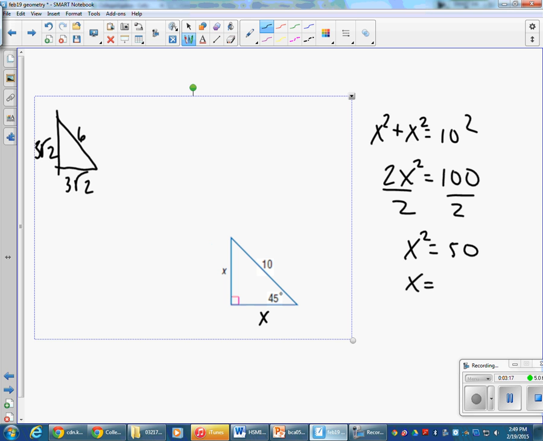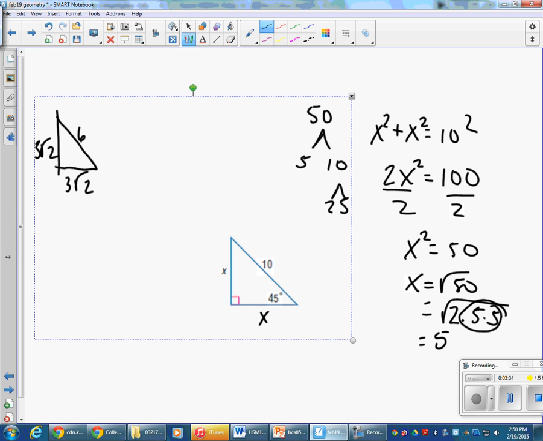So x equals the square root of 50, and I've got to work that out. 50 is 5 times 10. 10 is 2 times 5. So underneath here I have a 2 and two 5s. That's how you break down 50. So this is going to be, I take a 5 out, 5 square root of 2. So both of these sides are 5 square root of 2. So see if you notice the pattern. When the hypotenuse is 6, the legs are both 3 square root of 2. When the hypotenuse is 10, the legs are both 5 square root of 2.